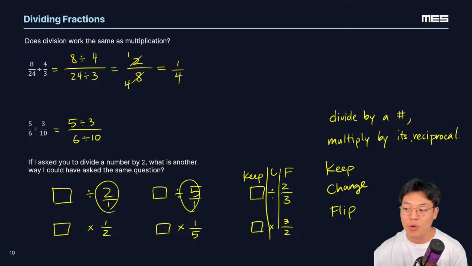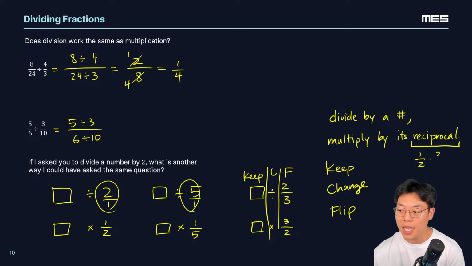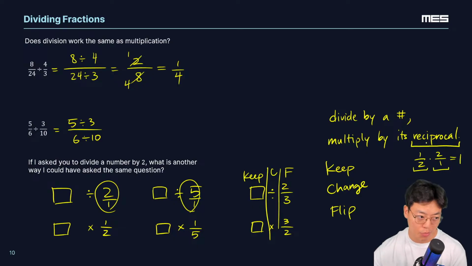Multiply by its reciprocal. Reciprocal means whatever number you have, if you multiply by another number, it gives you 1. So 1/2 and 2/1 are what we call reciprocals. So 3/2 is the reciprocal to 2/3. 1/5 is the reciprocal to 5/1, and 1/2 is the reciprocal to 2/1.